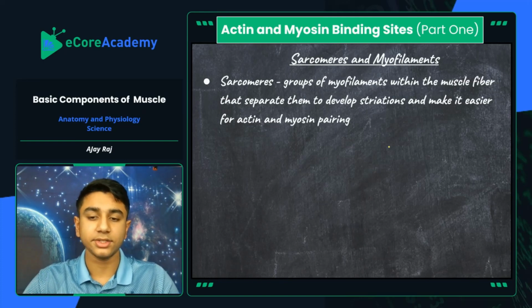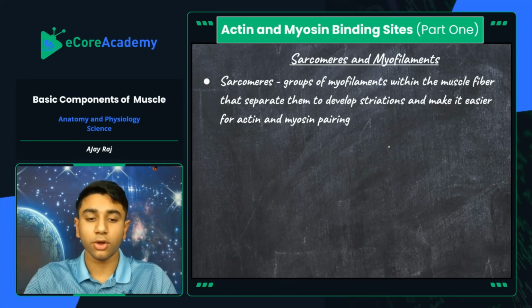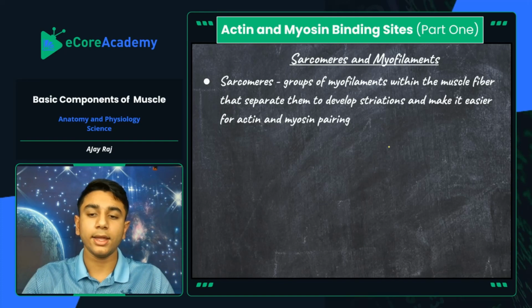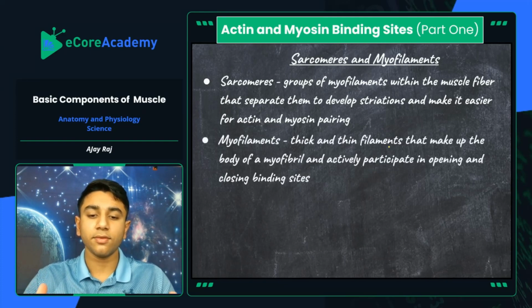So, what exactly is a sarcomere? It's on top of a muscle fiber. It's sections of muscle fibers with myofilaments and myofibrils. So, essentially, a myofibril is included in a sarcomere. It's a collection of different sections of myofibrils that makes up a sarcomere. And what happens is on the very outer side of a sarcomere, you have these different striations, which are called your myofilaments, and these are thick and thin filaments that make up the body of a myofibril and actively participate in opening and closing binding sites.